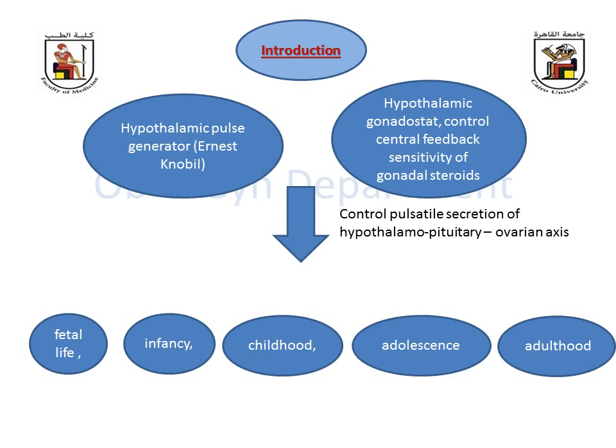And there is the hypothalamic gonadostat, which is a control of central feedback sensitivity by the gonadal steroids. It controls the pulsatile secretion of the hypothalamic-pituitary-ovarian axis. By regulating this hypothalamic pulse generator through the hypothalamic gonadostat, which is under the control of central and peripheral regulations, these classify what will happen during fetal life, infancy, childhood, and adolescence, till reaching adulthood.